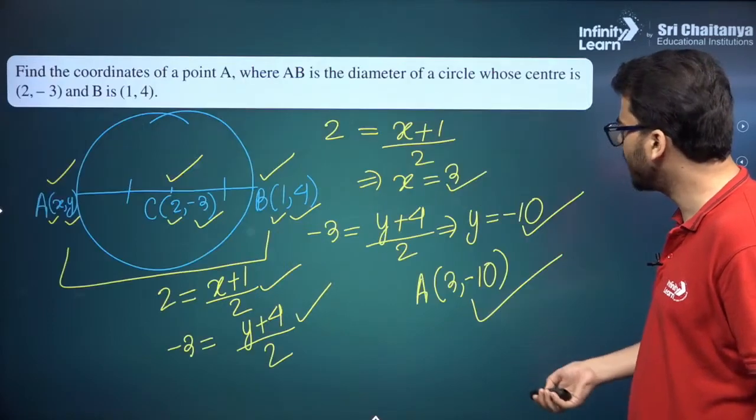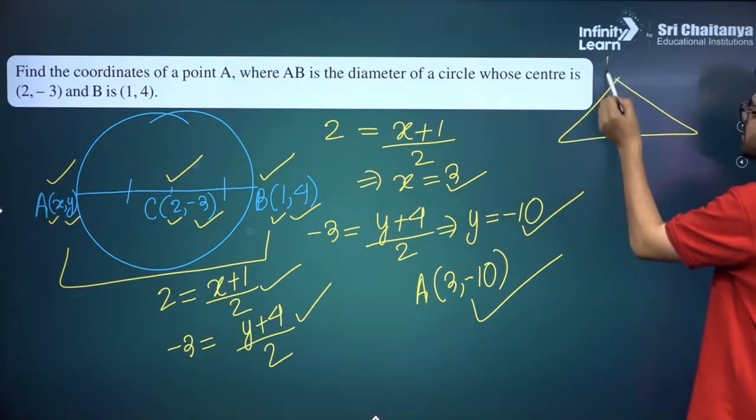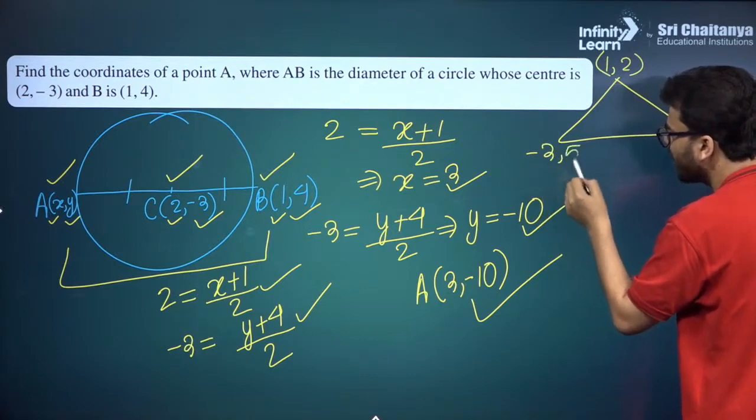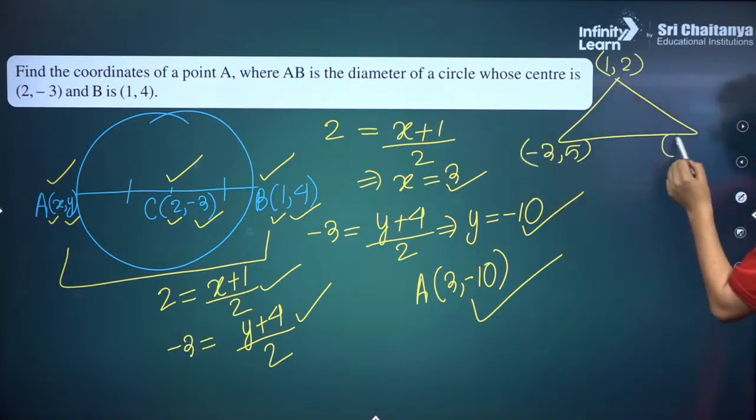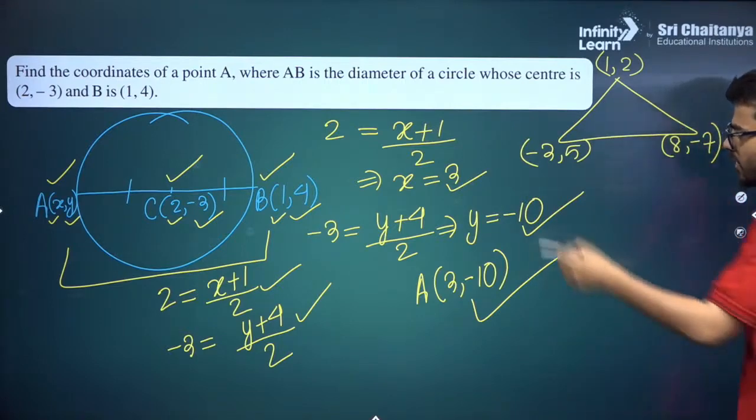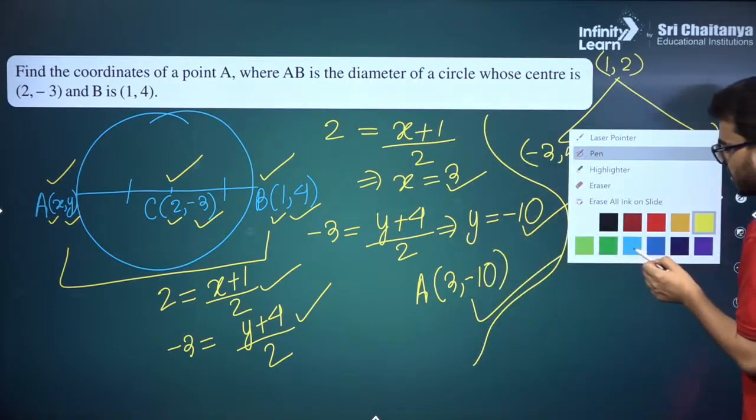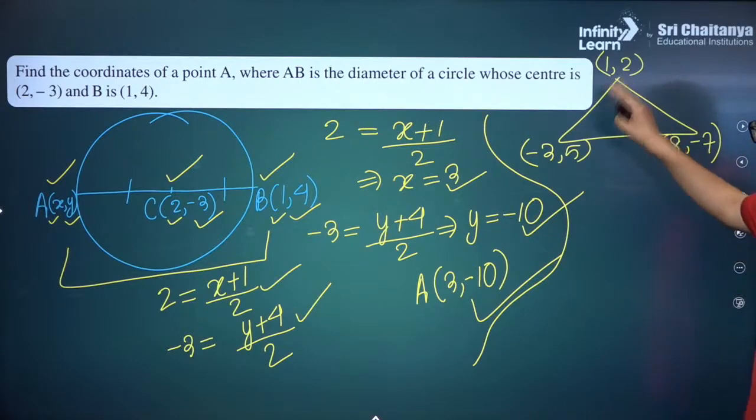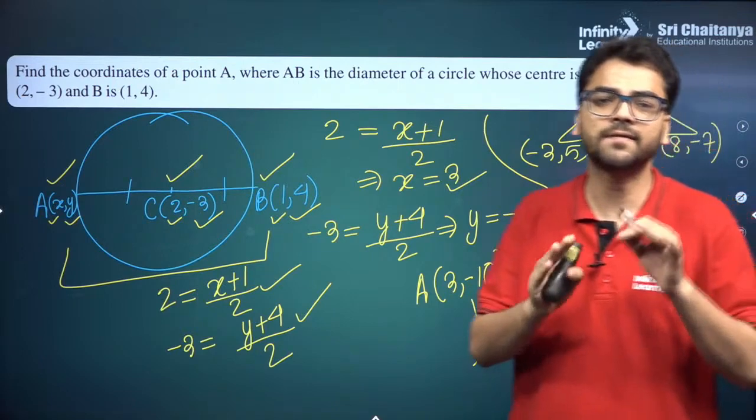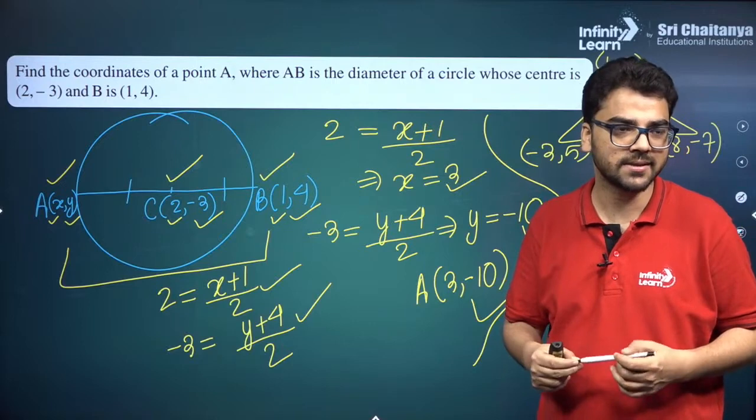Okay, so I can ask a simple question to you. Suppose you have been given this triangle, and the coordinates of the vertices are 1, 2, minus 3, 5, any random values I'm taking, and 8, minus 7. Can you find the coordinates of the centroid of this triangle, guys? Just tell the answer quickly. Just confirm that in the chat, guys. Let me know the answer.